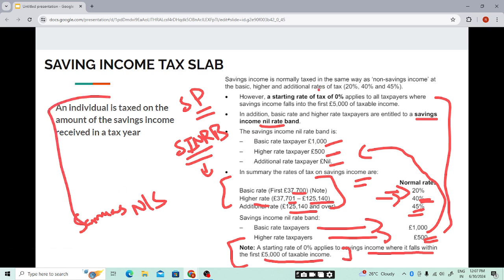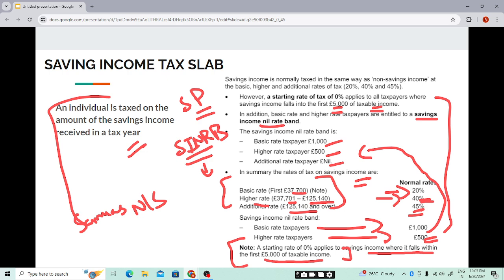The savings rate. An individual is taxed in the tax year when he receives the amount. Special rule, that is 5,000. If the savings income falls into the first 5,000 pounds of the taxable income, it will be taxed at 0. Further, you have nil rate bands for the savings income.